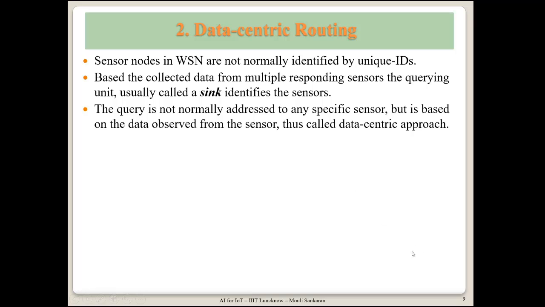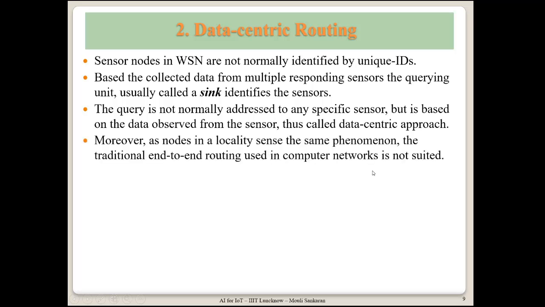Otherwise, in this application, as I mentioned to you, we need to know the location of the key. Whereas in an agricultural field, we may not be interested in knowing a particular sensor in a field. We want to know the collective information about the humidity or the water content of the soil. So we don't need to worry about a particular location. It depends on the application finally. So the query is not normally addressed to any specific sensor, but it is based on the data observed from the sensor, which is called the data-centric approach.